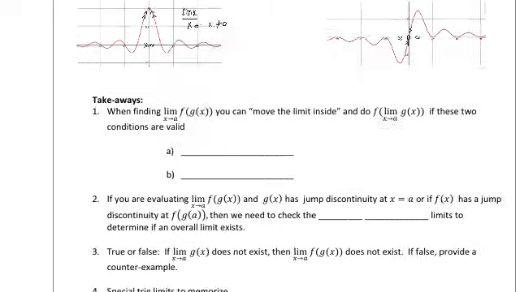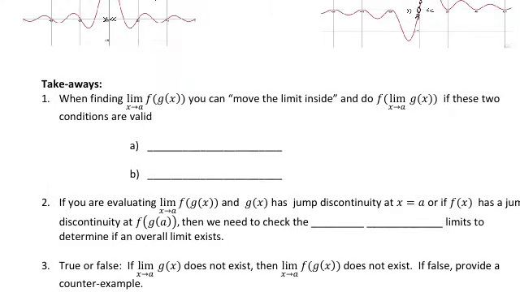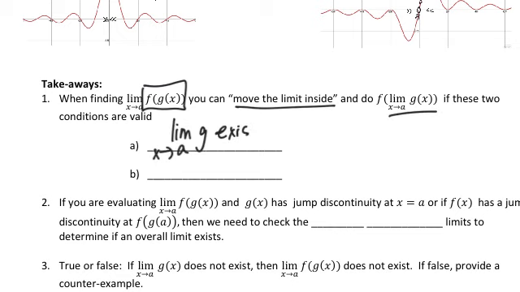So what are our takeaways from this lesson? The takeaways are focus on composite limits. When you have a composite limit, you can move the limit inside and do f of the inside limit if two conditions are valid. Those two conditions are that the inside limit exists at the arrow number, this is b, some number, and then f, the outside function, is continuous at x is equal to b.